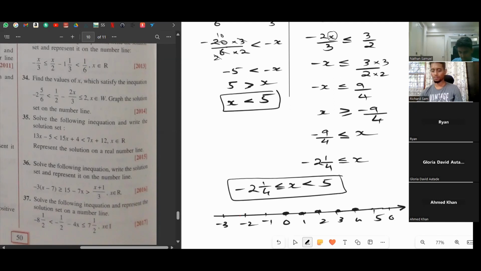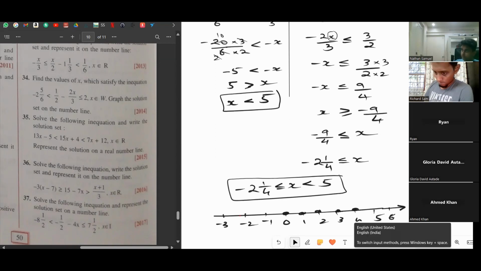This is your final answer. Is 5 included? No. So till 4. Is it a light circle or not? No, full circle, bold circle? No circle at all on 5.